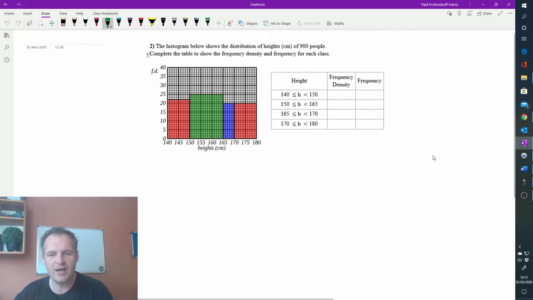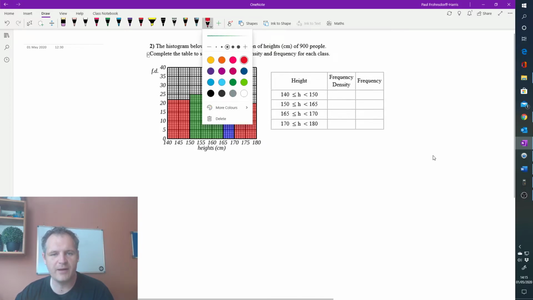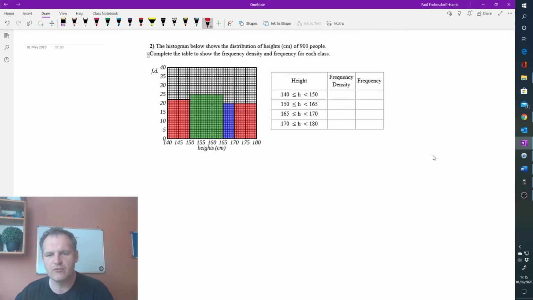Okay, then the next questions. Let's change it up. We're going to go to the red one. So this one says the histogram below shows the distribution. Distribution means how the heights are spread out of 900 people. Now notice this time it's given us the frequency density and it's given us a histogram.